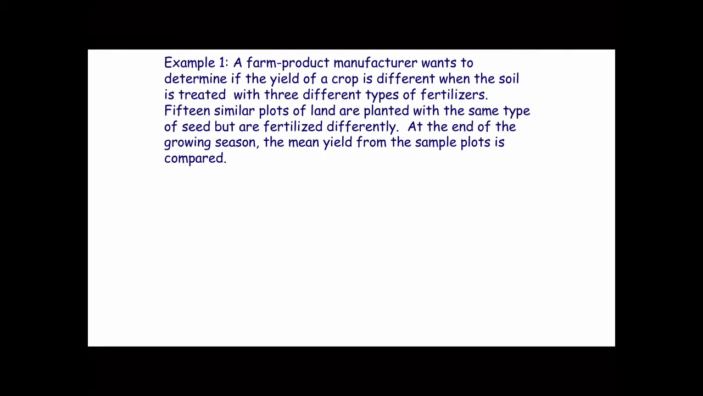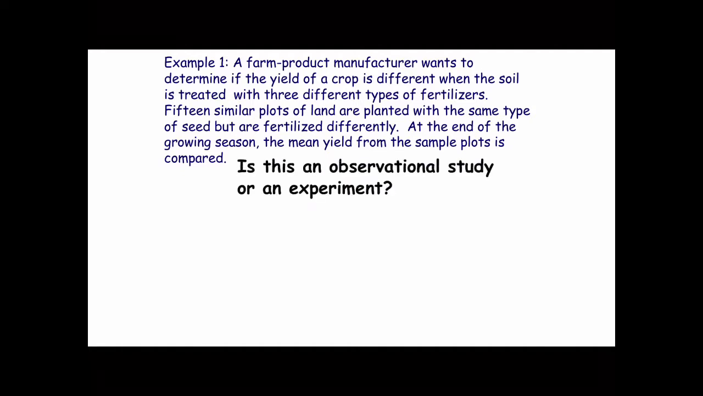Alright, so let's go ahead and look at an example. In this example, a farm product manufacturer wants to determine if the yield of crop is different when the soil is treated with 3 different types of fertilizers. So 15 similar plots of land are planted with the same type of seed but are fertilized differently. At the end of the growing season, the mean yield, which just means the average growth from the sample plots, is compared. So looking at this example, we can first say whether or not it's an observational study or an experiment. Well, since there was actual treatment involved, meaning that they were giving them something other than what they were already receiving, then that makes it an experiment.